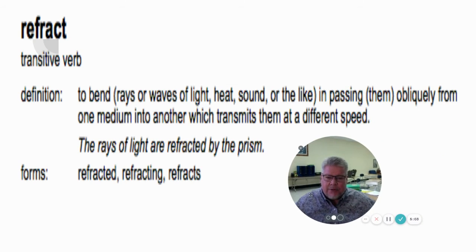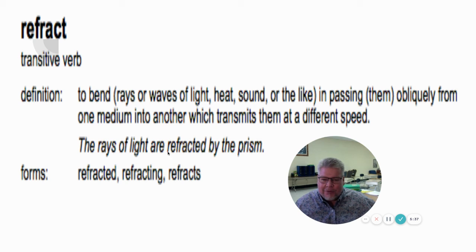And we talked last week in ELA about using a dictionary. If you were to look up refract in a dictionary, you might see this. It's a verb. It's to do something. Okay. It's an action. The definition is to bend rays or waves of light, heat, sound, or the like, in passing them obliquely from one medium into another, which transmits them at a different speed. That's a fancy definition, isn't it? We know it's waves of light that are bent because they went from air into water. That's what it's talking about.